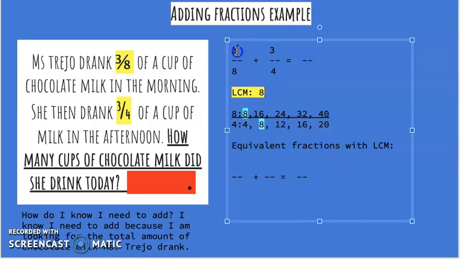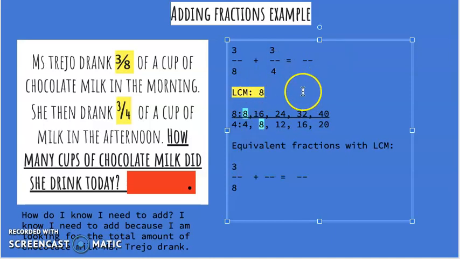My least common multiple is 8. I already have an 8 in this fraction, in 3/8. So do I have to do anything to it? No, I don't have to do anything to it, guys, because I already have 8 as my least common multiple. So this fraction stays the same.